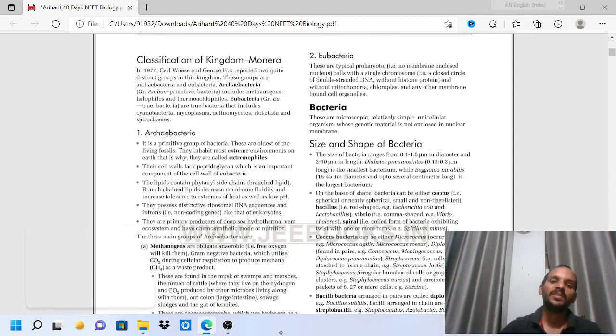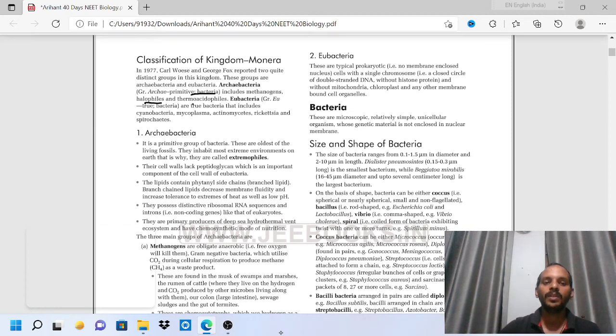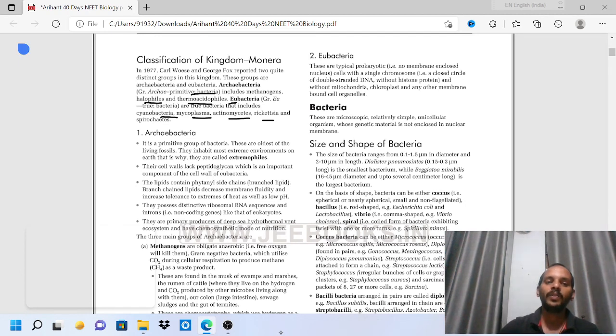Kingdom Monera is classified into two types: Archaebacteria and Eubacteria. Archaebacteria means primitive bacteria. It includes methanogens, halophiles, and thermoacidophiles. Eubacteria: what is Eu? Eu means true bacteria. It includes cyanobacteria, mycoplasma, actinomycetes, rickettsia, and spirochetes.